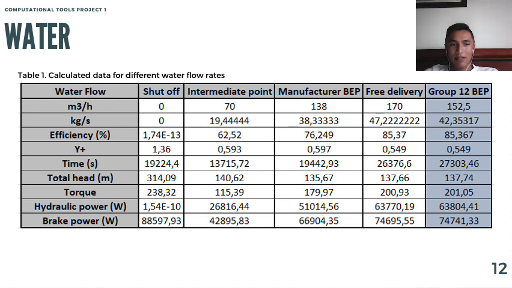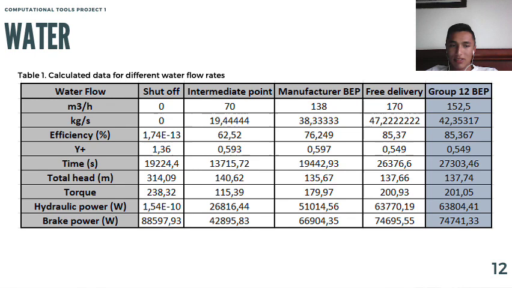Now we have the results of the simulation software that were obtained for the different flow rates. The first is shut off with a value of 0 cubic meters per hour. The second is the intermediate point with a value of 70. The third is the manufacturer BEP with a value of 138. The fourth is the free delivery with a value of 170. And the fifth value is the BEP obtained by the group, with a value of 152.5. That value is obtained with the results I said before.